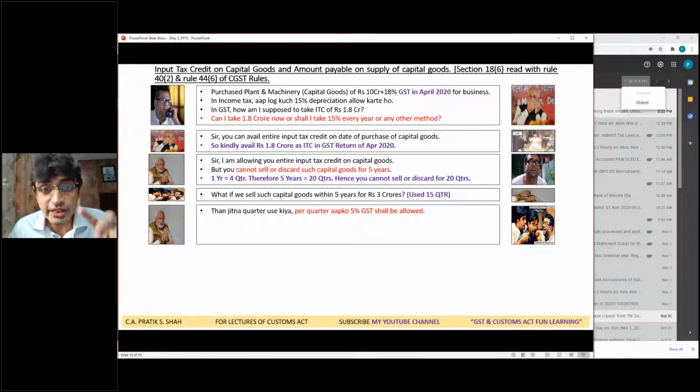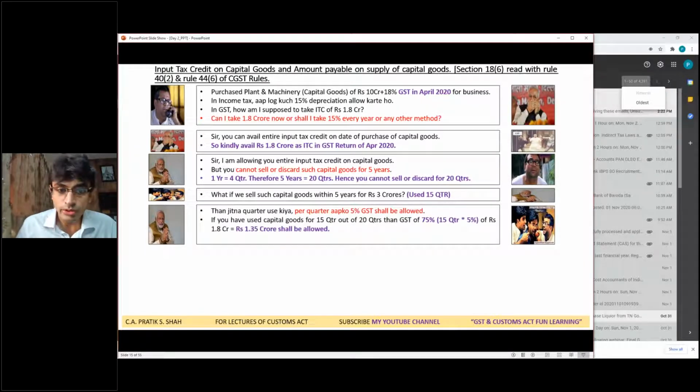Okay, what is the condition? You cannot sell for 20 quarters. In short, per quarter 5% shall be allowed, and whatever remaining quarters you have not used, you are required to reverse. The balance you are required to pay.